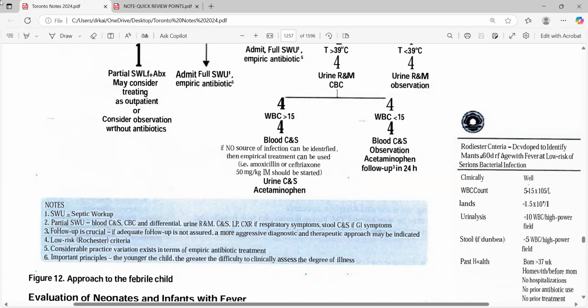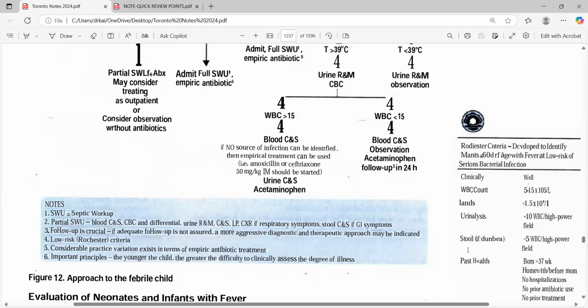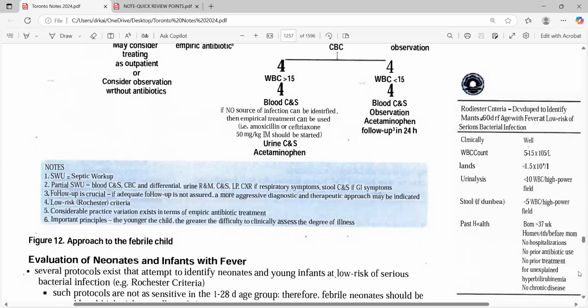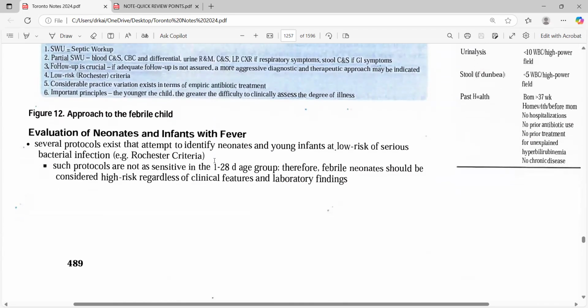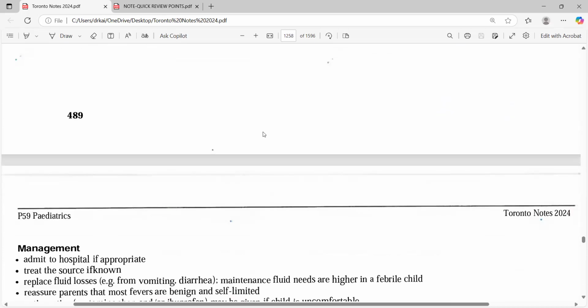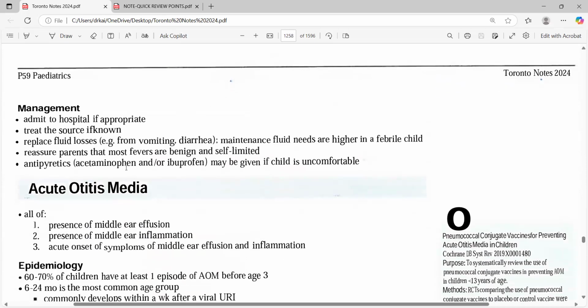Then the Rochester criteria is on the side, that WBCs, then urine analysis, stool, and then past health. Past health includes born more than 37 weeks, like it's not premature, home with full care, no neglect, no hospitalization, no immunocompromised child, no prior antibiotic, no prior treatment, no hyperbilirubinemia, or no chronic disease. So as we already discussed this table, in those cases, you need to do the treatment.